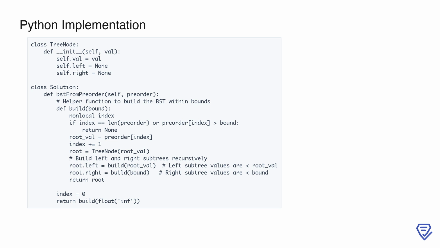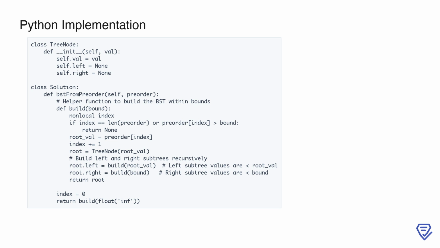Recursive construction. The current root node is created using the value at index. The index is then incremented to process the next value in the preorder list. The left subtree is built recursively, with the current value as the upper bound, since all left children must be smaller than their parent. The right subtree is built recursively, with the original bound passed down, since all right children must fit within the parent's bound.